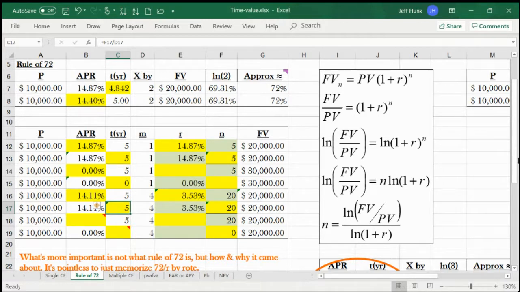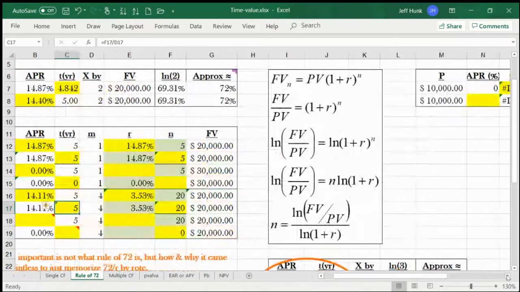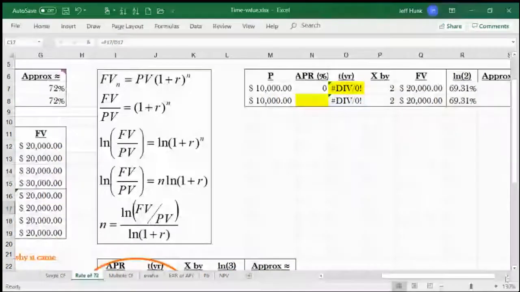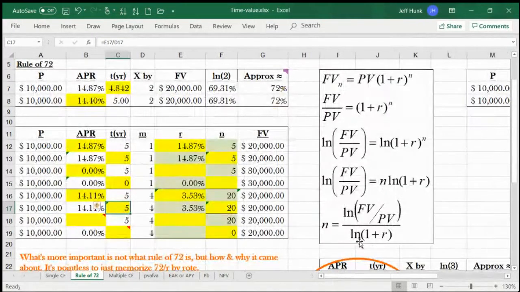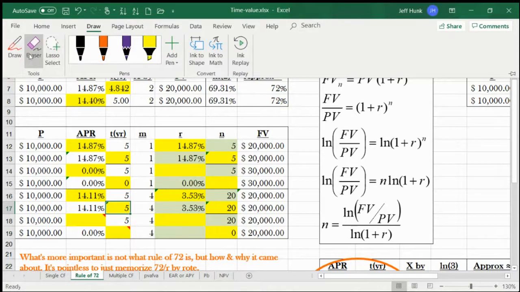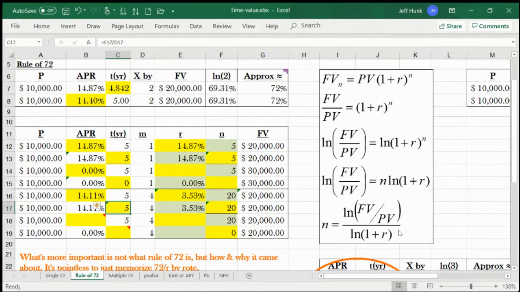But why the rule of 72? Why? It's because 72 is actually the result of, now let me use, okay, now think about it.